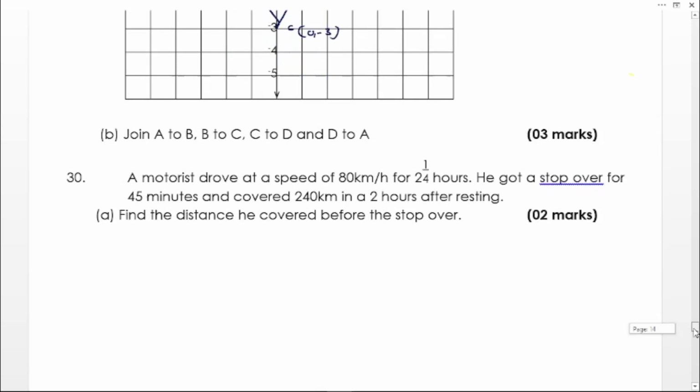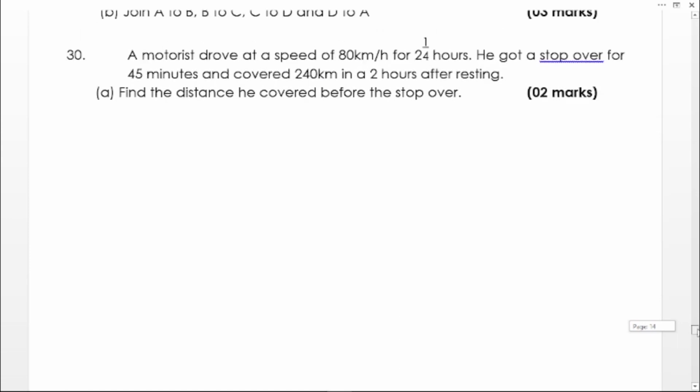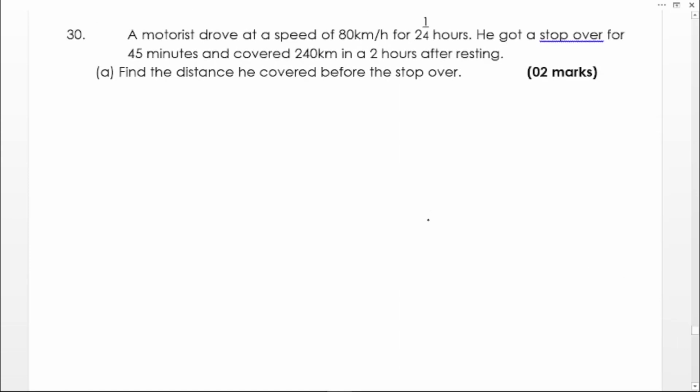Okay, now we are having this number 30. A motorist drove at a speed of 80 kilometers per hour for 2¼ hours. He got a stopover for 45 minutes and covered 240 kilometers in 2 hours after resting. Find the distance before he got a stopover. So distance is equal to speed times time. Now what is that speed? It is 80 kilometers per hour times 2¼ hours.